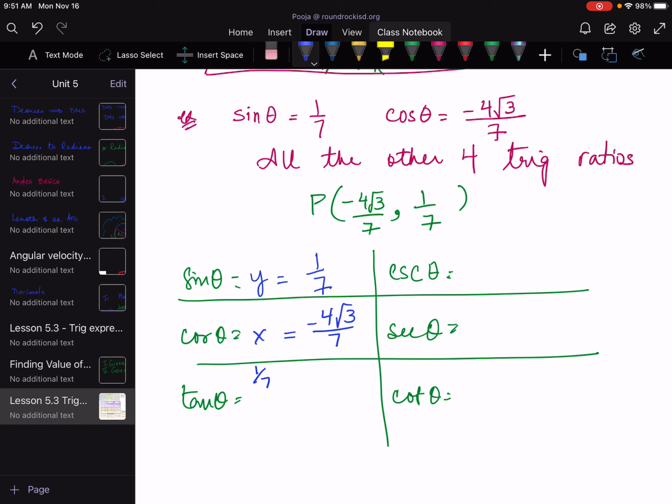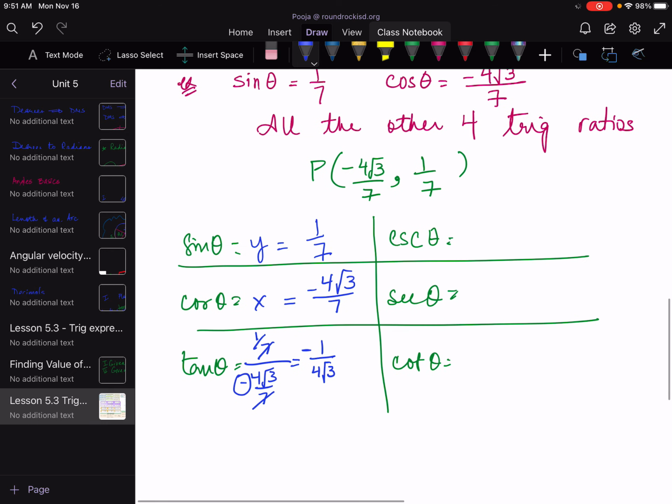We have y over x, 1/7 over -4√3/7. Thankfully, these two cancel. Don't forget there's a negative here, so the negative will stay in my answer, and we are down to 1 over 4√3. Now this is not simplified all the way because of the radical in the denominator. So on this side, I'm going to take care of the radical.